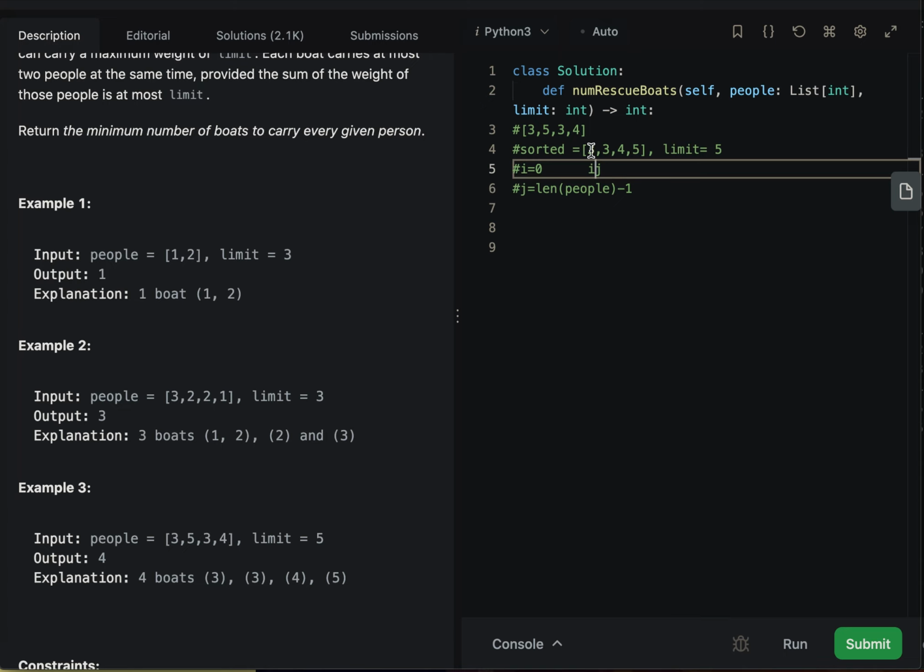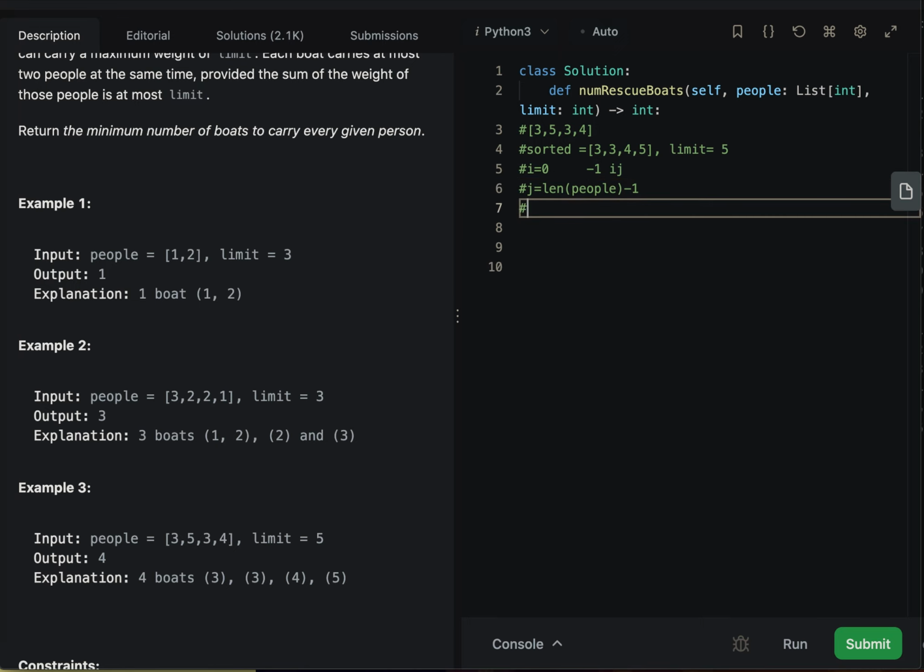But we're going to keep the condition i is less than or equal to j, so that's okay. Again, the sum of people of i and people of j is not less than 5, so we just decrement j. j would be minus 1 at this point, and i would be 0. So that's when we come out of the loop and return the answer.